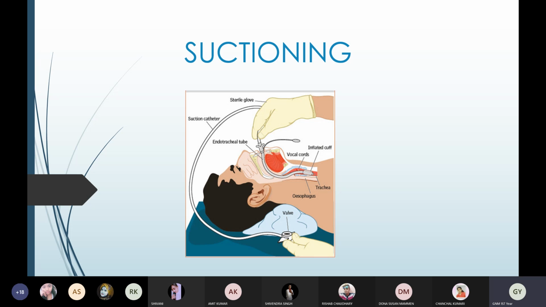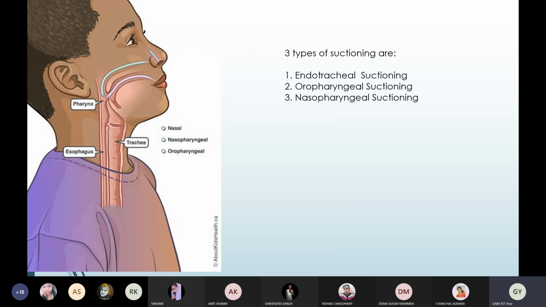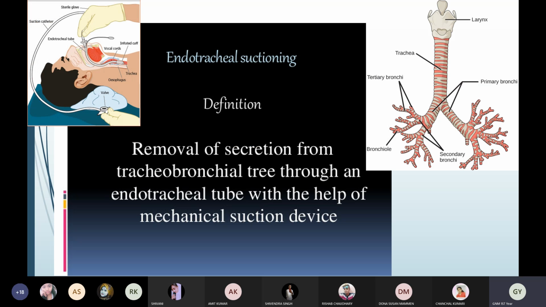So yesterday we did the topic that is suctioning. Under suctioning, there are three types: one is endotracheal suctioning, the other is oropharyngeal suctioning, and the third is nasopharyngeal suctioning. Yesterday I taught you about endotracheal suctioning.